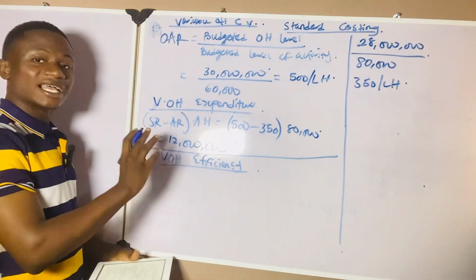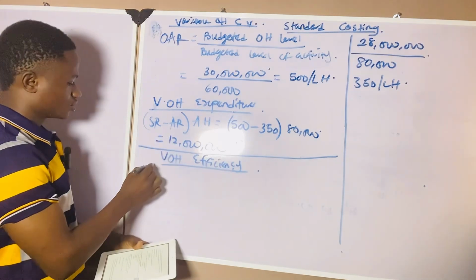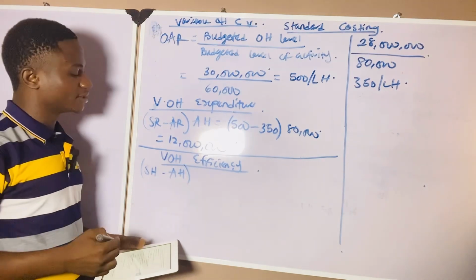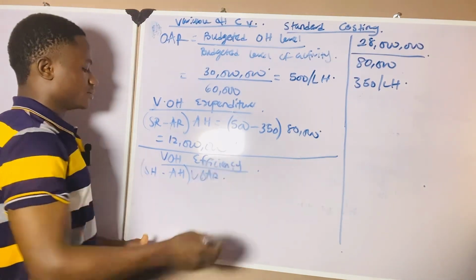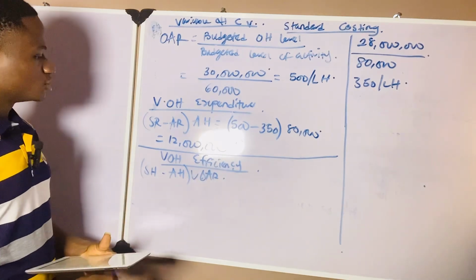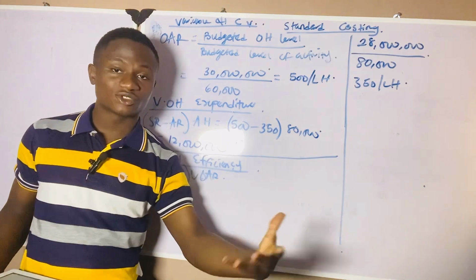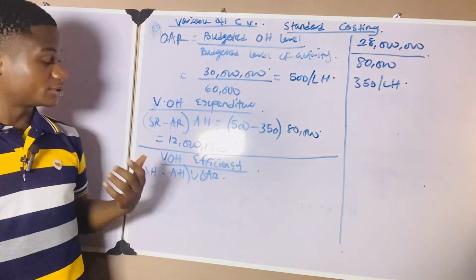Now, if I told you that whenever you hear efficiency, it has to do with standard hours. So standard hours minus actual hours multiplied by the variable overhead absorption rate. Now, do you know how we calculate the standard hours? I've explained it in my previous class, the patterns we follow. I took my time to explain how this is gotten so that you will not be mistaken.